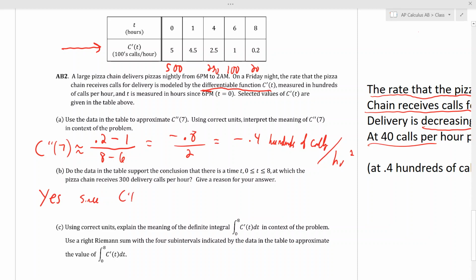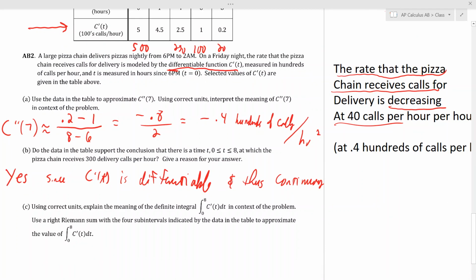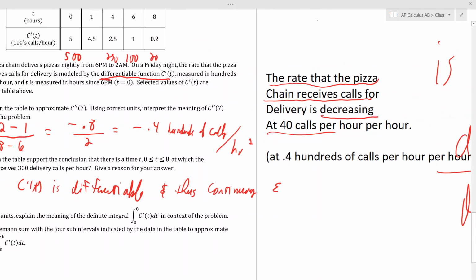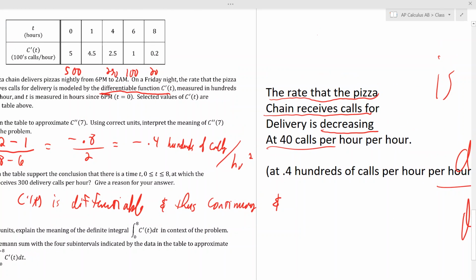Since C prime of t is differentiable, that's what that says, and thus, I love the word thus, continuous. I should have typed this out too. So it's differentiable and thus continuous. And C prime of 0 is 500, which is greater than 300, right?